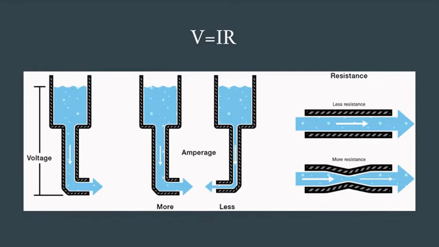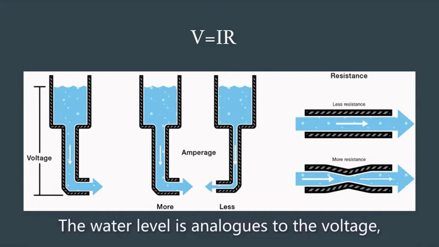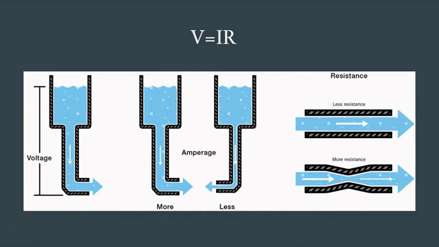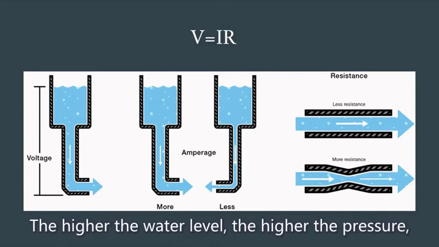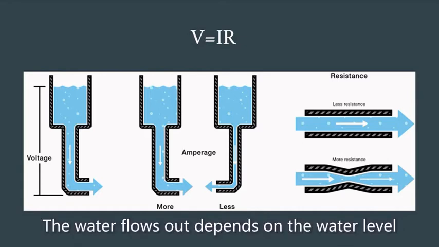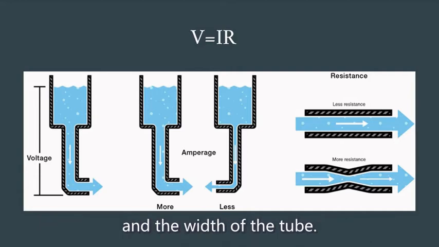this picture. The water level is analogous to the voltage, and the width of the tube is analogous to the resistance. The higher the water level, the higher the pressure. The narrower the tube, the higher the resistance. How much water flows out depends on the water level and the width of the tube.